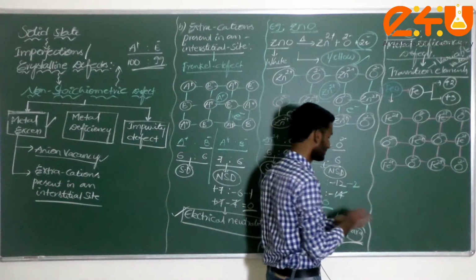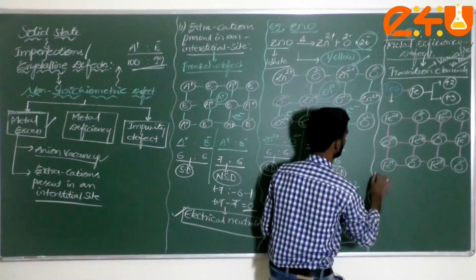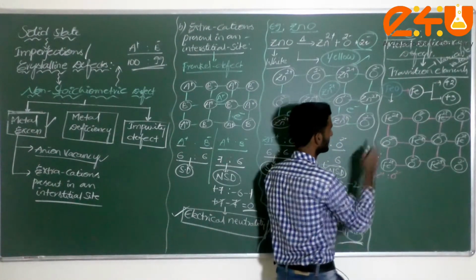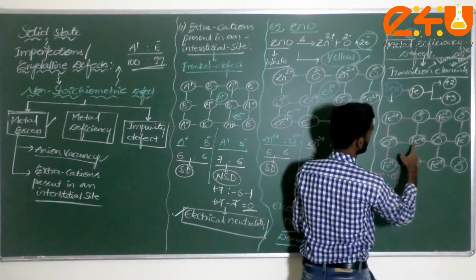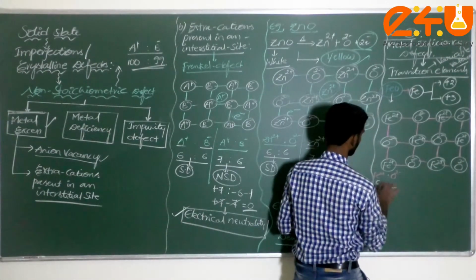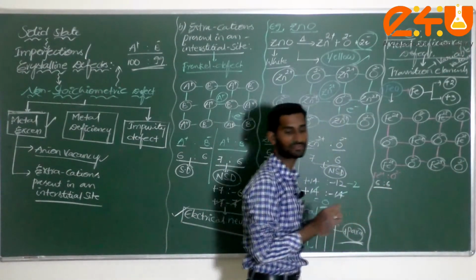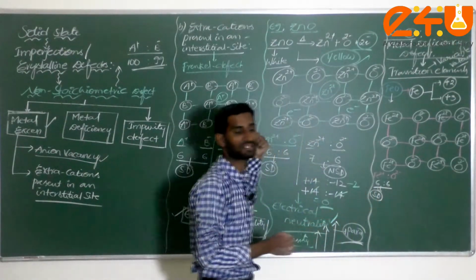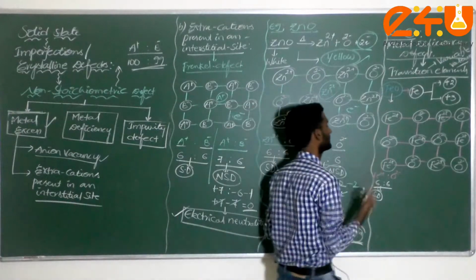Now initially, what is the ratio I am taking? Fe2+ versus O2-. How much, dear student? 1, 2, 3, 4, 5, 6. 6 to 6, or not? 6 to 6. Now this comes under stoichiometric, but our concept is a non-stoichiometric defect. Then what am I taking here?